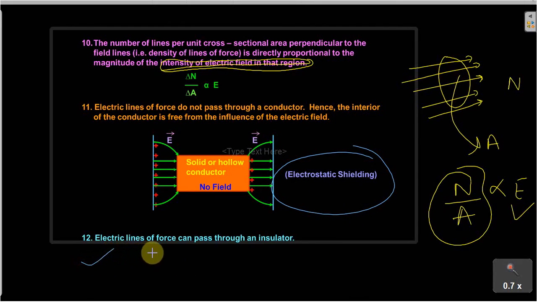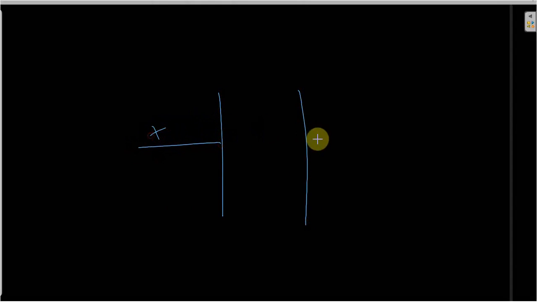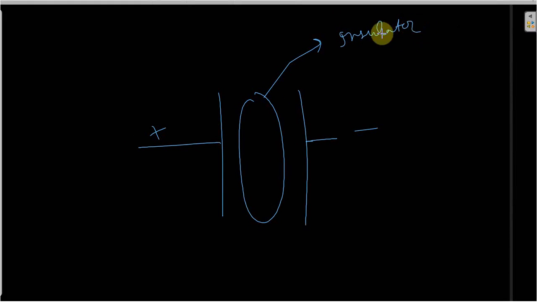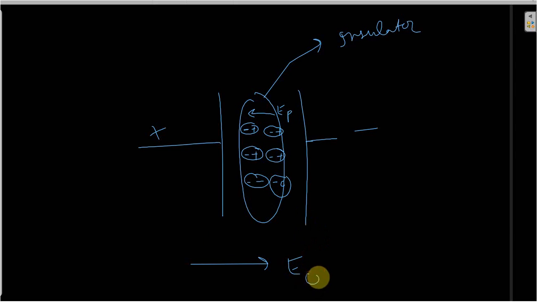Next topic is, electric lines of force can pass through an insulator. Yes, electric field lines can pass through an insulator. This is your field, suppose positive and negative charge is there, and you place the insulator. What will happen? Due to these field lines, all the negative charge will start moving toward this side. So the net field will not be 0. Some field will be developed due to these small negative and positive charges. So an internal field will develop here also. This is your external field, this one is the internal field. So yes, inside the insulator electric field lines are there. So these are the properties of electric field lines.